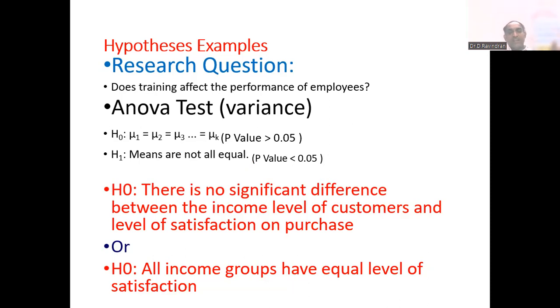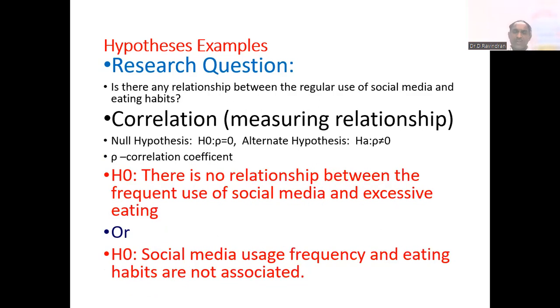It is a test of variance: how one set of people's perception and another set of people's perception vary with respect to the mean. With correlation, we want to find out whether there is any relationship between regular use of social media and eating habits. We already studied this in different tests, but with correlation we want to study whether a relationship is there or not. If there is, whether it is positive, negative or neutral, and if positive or negative, to what degree. So whether the association or relationship can be measured quantitatively with some degree, that is correlation.